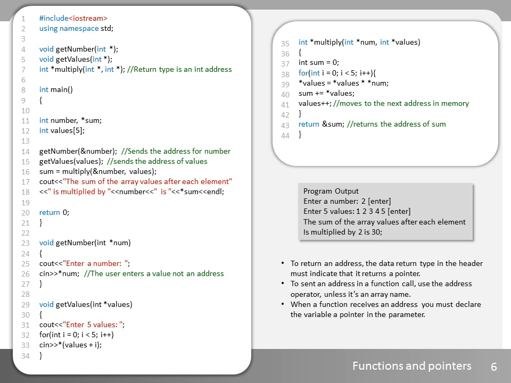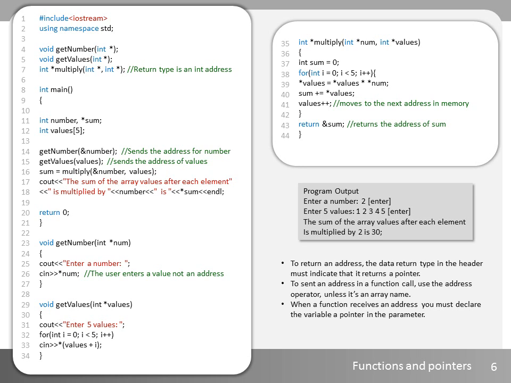Back in the program, the function getNum receives an int type pointer. It then dereferences it when it receives input from the user. It does not need to return a value since it operated on the variable that the pointer was pointing to and not a copy of it.